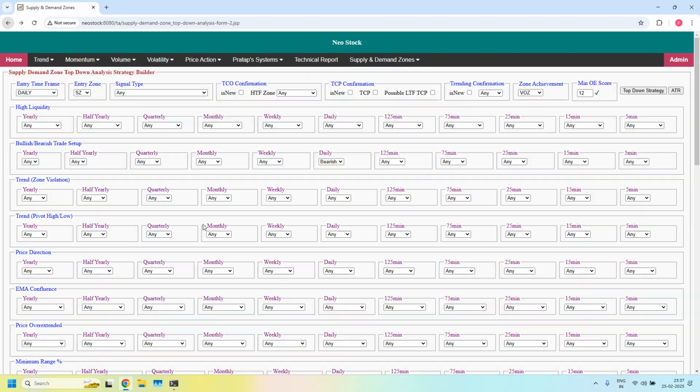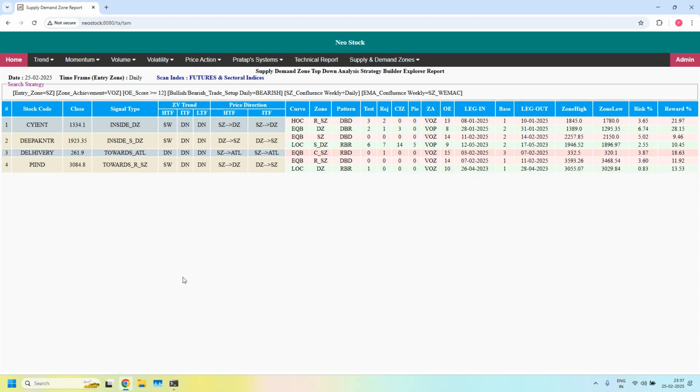Let's verify if weekly supply zone having weekly EMA confluence. Weekly supply zone with weekly EMA. We got all the 4 stocks. That means all these 4 are high probability trade setup supported stocks.